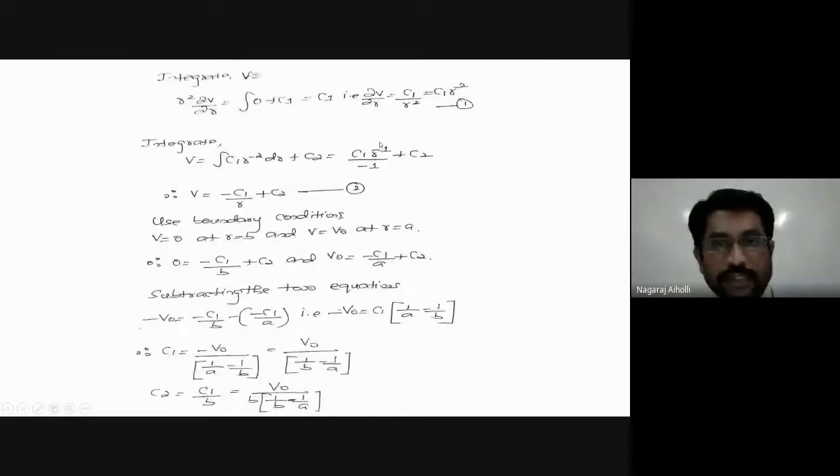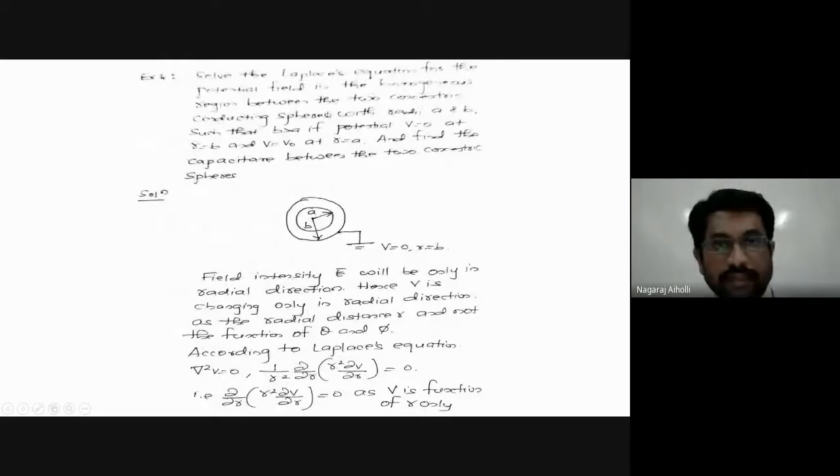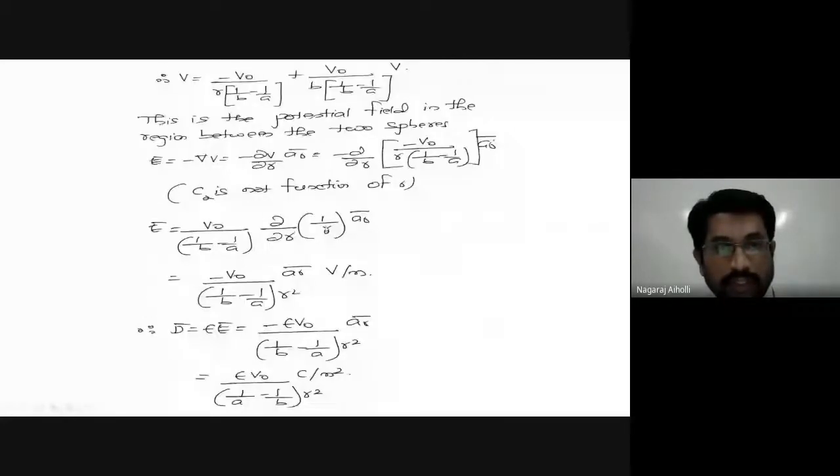What they have asked here: in the homogeneous region between the two concentric spheres, solve the Laplace's equation. If you want to solve the Laplace's equation, we have to know the steps. Which are the steps, students? First we solve for the constants. Once we solve the constants and get the values, then we find the value of E using the equation for V. E is equal to minus del V. Then once we know E, D is equal to epsilon E. We find the value of D, right?